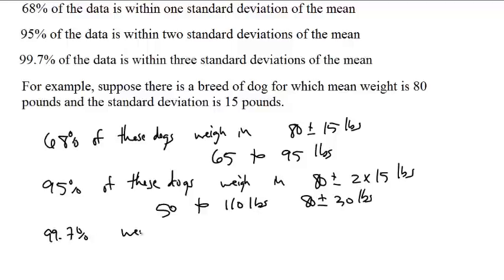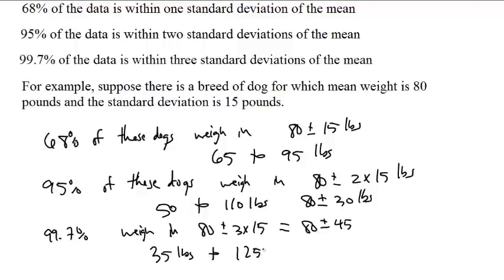99.7% weigh in what range? 80 plus or minus 3 times 15, which is 80 plus or minus 45, which is 80 minus 45 is 35 pounds to 80 plus 45, 125 pounds. And it's not so hard if you do it in this order where you start at 80, you go up 15, you go down 15, and then from that you go down another 15, and then down another 15, or up 15, up another 15, up another 15.